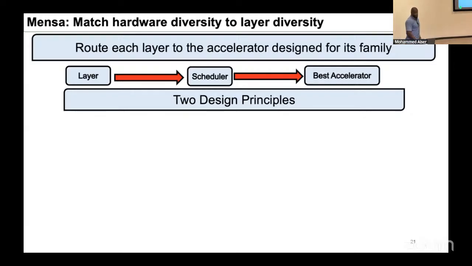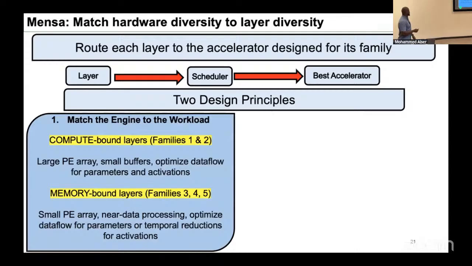This is based on two design principles. The first principle is that, like I mentioned, you need to match the engine to the workload. For example, if you have a large processing element array, then these are compute bound layers. So you need to provision more processing elements, or make sure that the processing element matches the layers, so that the processing element is not just sitting and waiting.